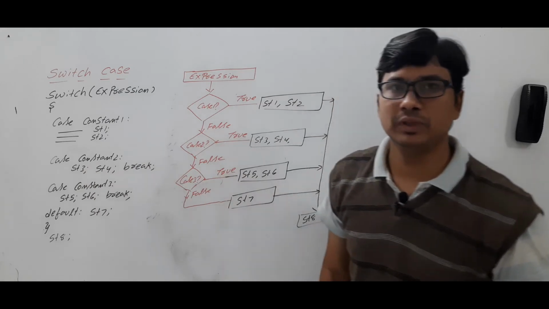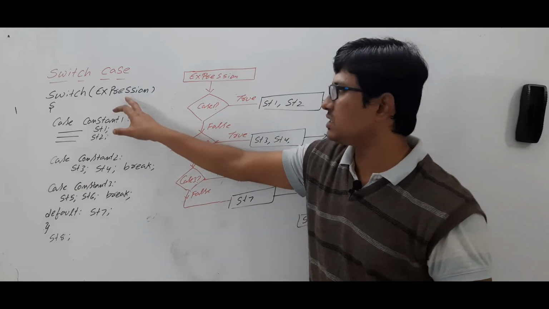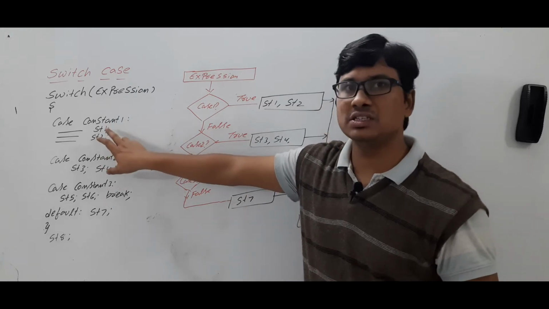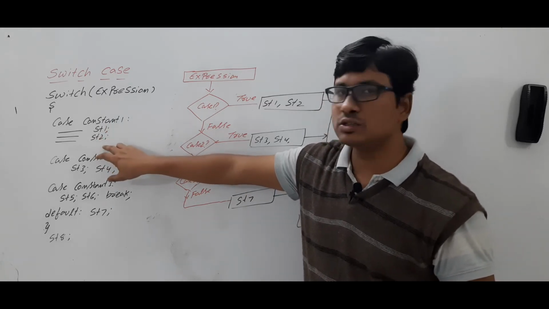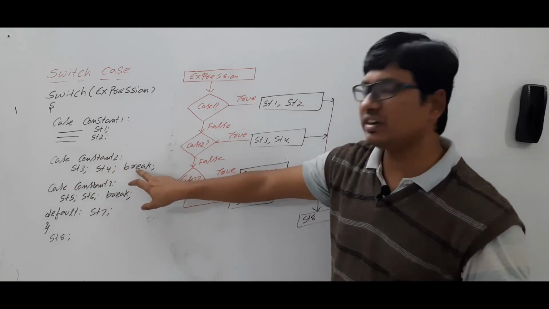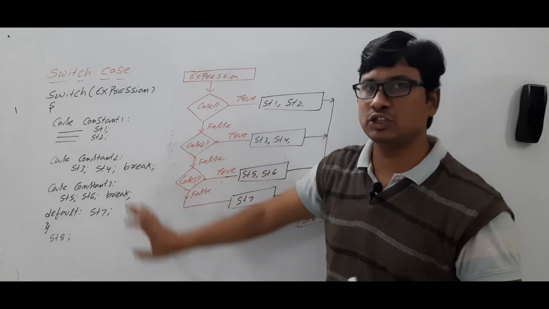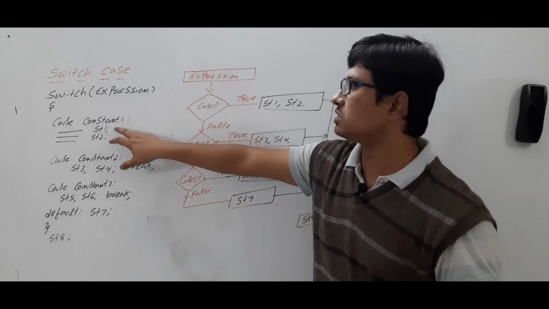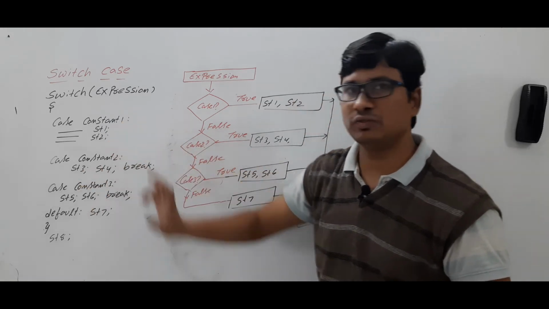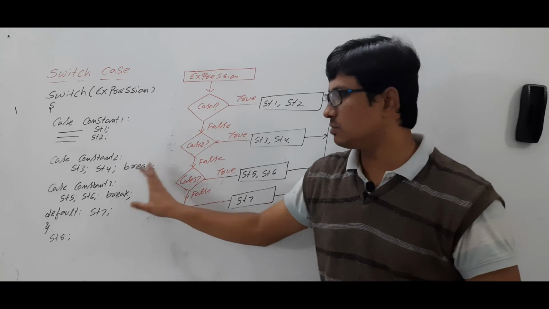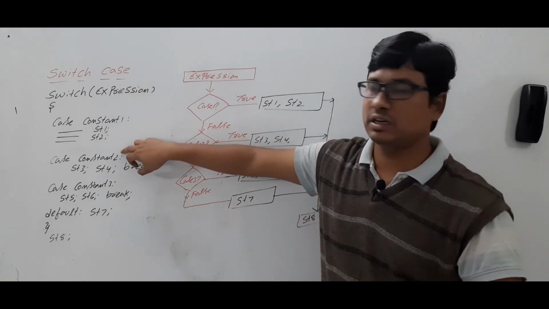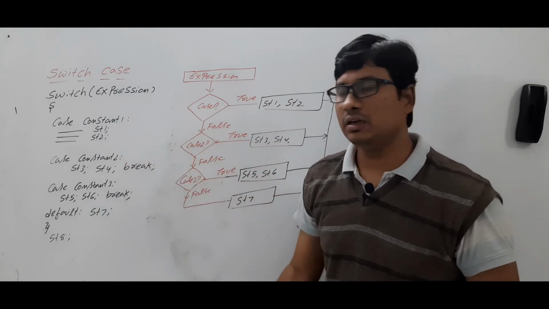Remember this point: the expression is matching with constant 1, so it will execute statement 1 and statement 2. As there is no break statement, it will also execute statement 3 and statement 4. After that there is a break, so it will stop. So if it is matching with constant 1, which statements will be executed? Statement 1, statement 2, statement 3, statement 4, and then it will stop as there is a break statement, even if it is matching with constant 2 or not. Is it clear? It does not bother. Okay, are you able to understand?